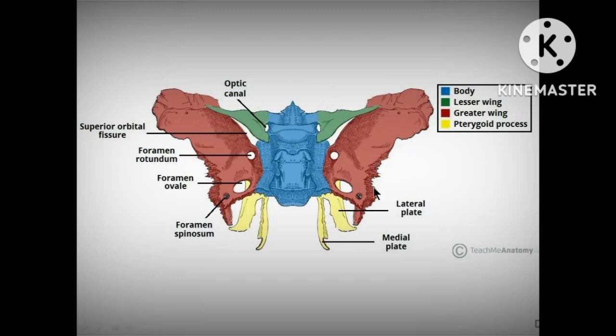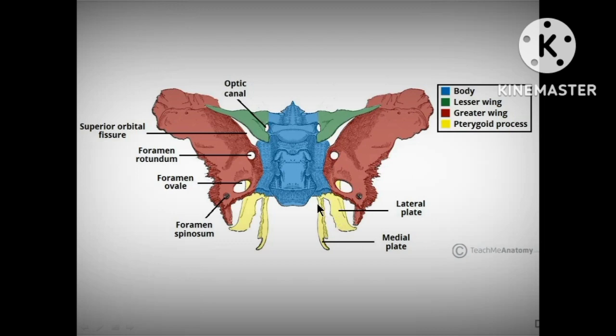And this is the greater wing of sphenoid, which contains foramina. Number one, this foramen and this small foramen. Actually this foramen is round in shape. It is given the name foramen rotundum. This foramen is oval in shape. It is given the name foramen ovale. And this is the small foramen located just close to the spine of sphenoid. This is the spine of sphenoid. This is called foramen spinosum. So we have the optic canal, the superior orbital fissure, foramen rotundum, foramen ovale and foramen spinosum.